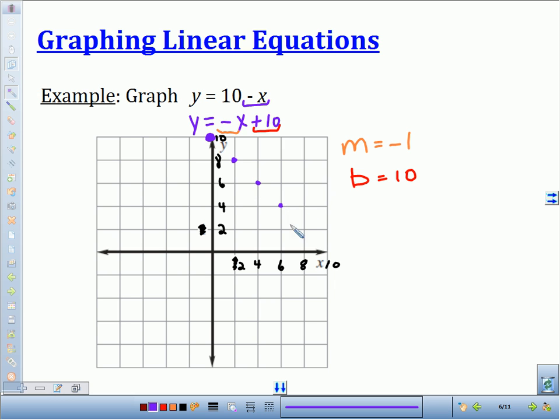So that's what I'm going to do. I'm just going to plot a whole bunch of points. Notice that even though my scale is in 2s, my slope looks the same. Now, I have points. I can draw my line. And it looks like this.